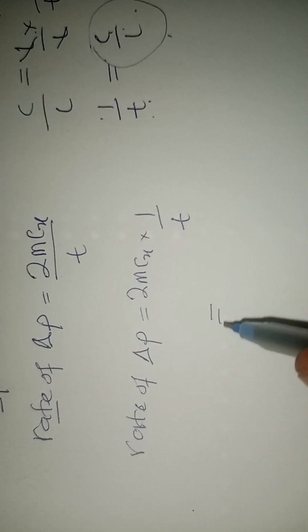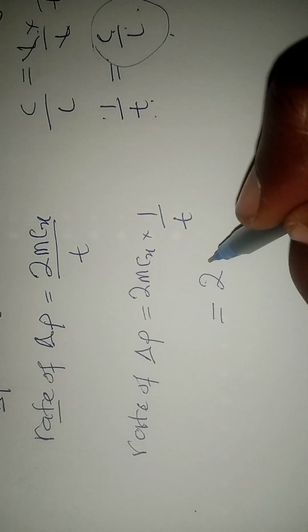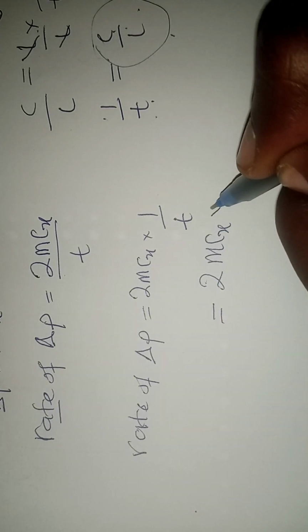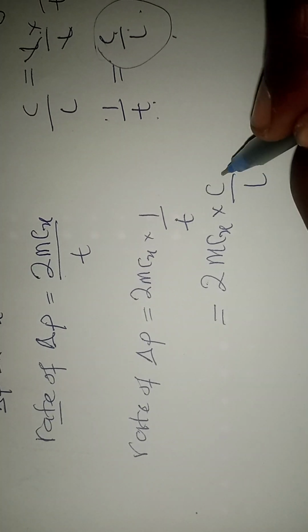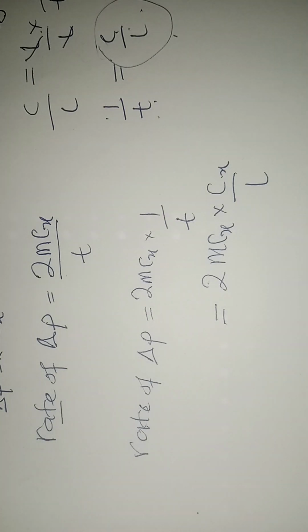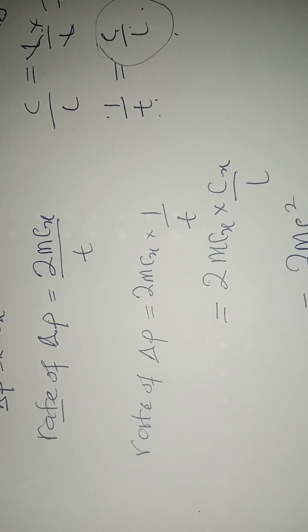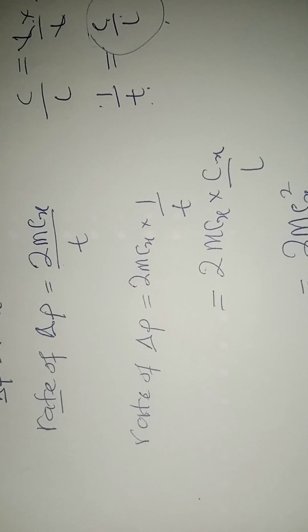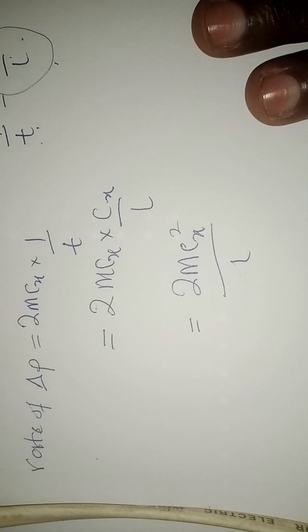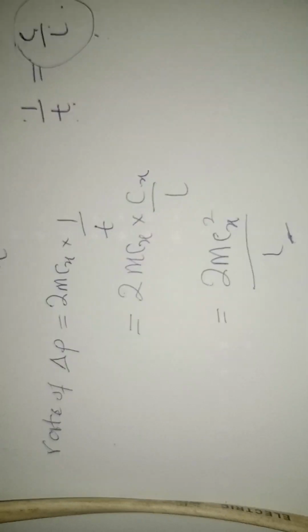So therefore now we have 2mcx times C all over L. So we can now say our C also is in the x direction, so we can now put x here. Therefore now we have 2mcx square all over L. So we now have this. Do you understand?